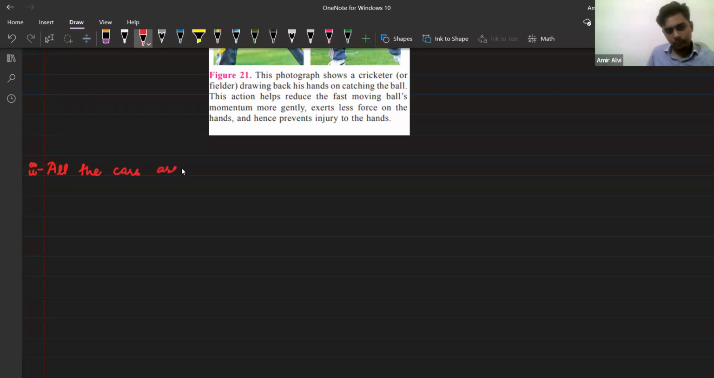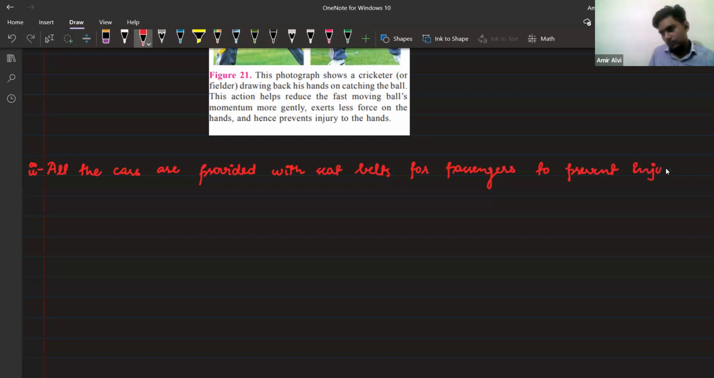All the cars are provided with seat belts for passengers to prevent injuries in case of an accident. Okay.